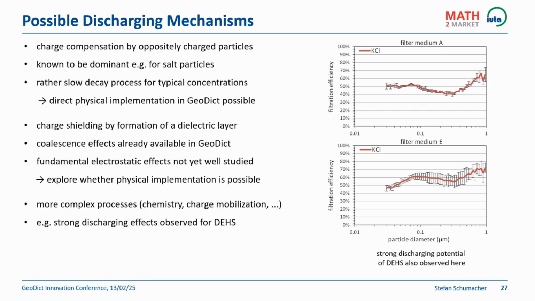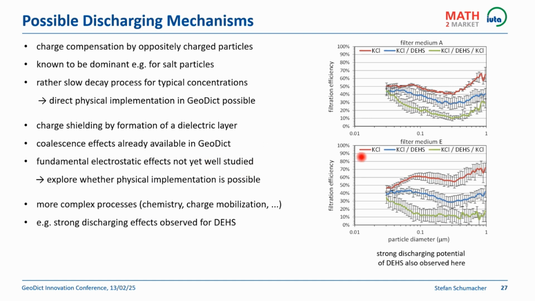But unfortunately, there are more complex processes. For example, if you load with oil droplets like DEHS, the decay can be very fast, and we also see this in our simulation. So that's, for example, the initial efficiency measured with salt, and if you do measurements with DEHS, or rather a high loading of DEHS, you see already during the measurement the efficiency goes down, and if you then remeasure with KCl, you end up with a state which was completely different from the initial state. So DEHS has much more effect which goes beyond this shielding and compensation.